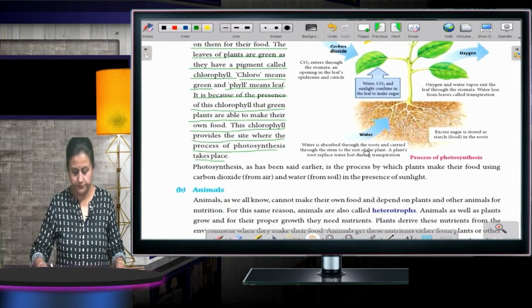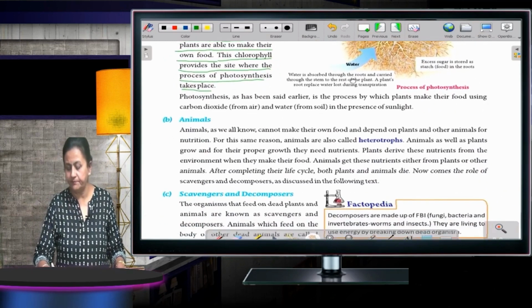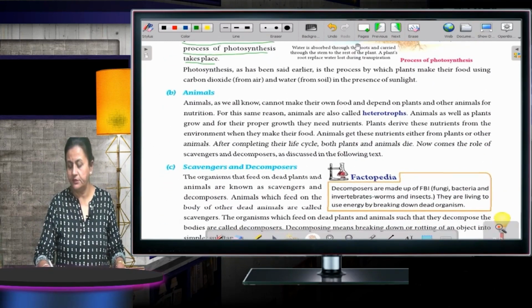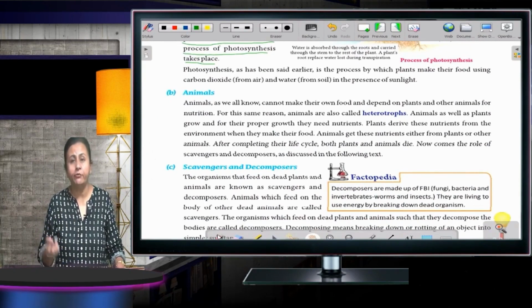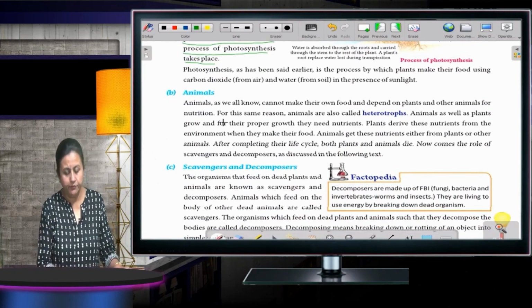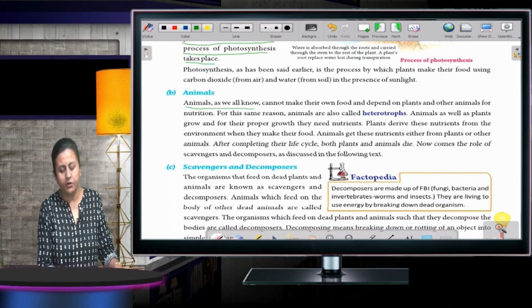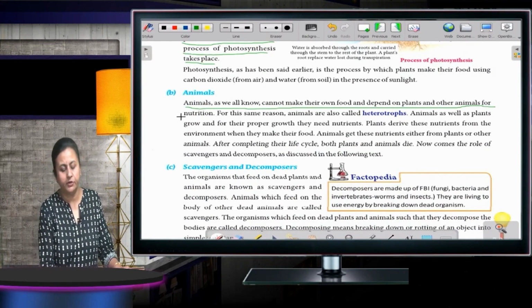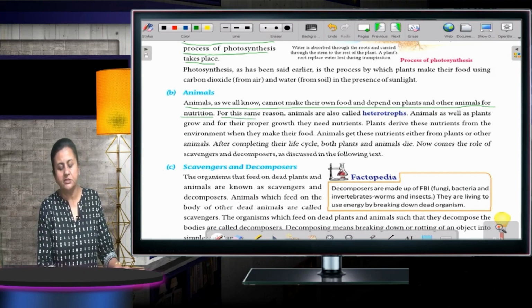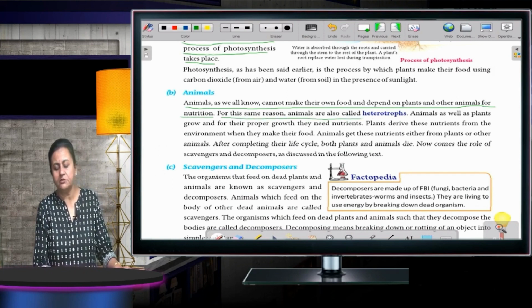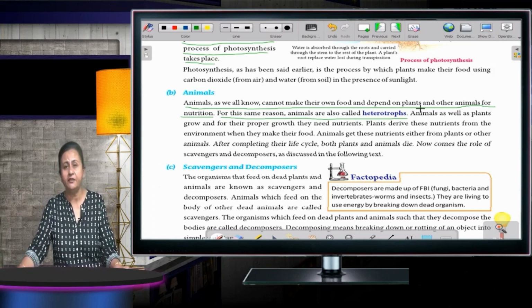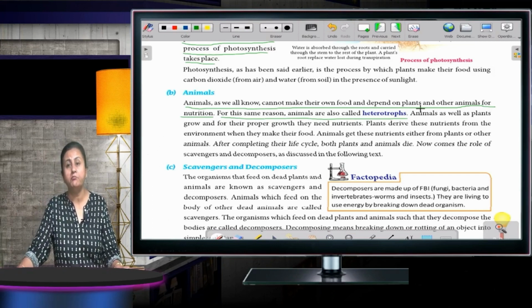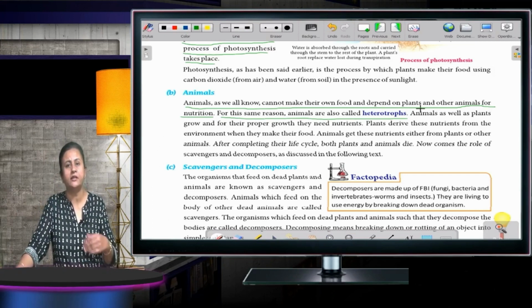Now, the next one is animals. These are all the biotic factors. Now we'll move to animals. Animals, as we all know, cannot make their own food and are dependent on plants and other animals for their nutrition. For this same reason, animals are called heterotrophs. Plants can make their food, but animals cannot make their own food. They are dependent on plants or other animals for their food.